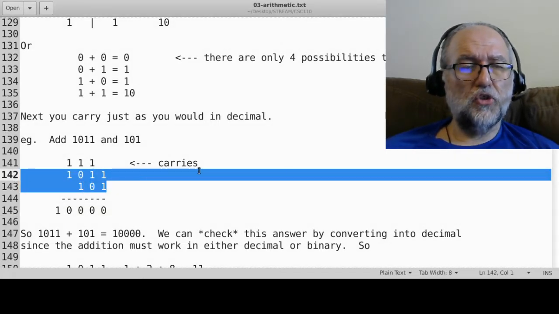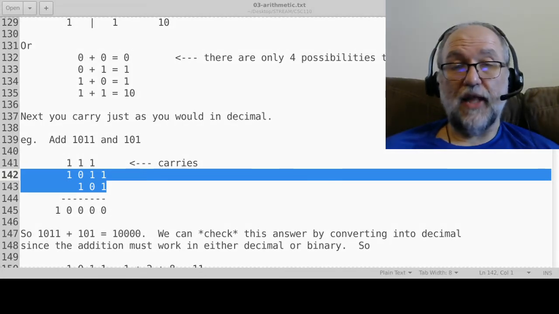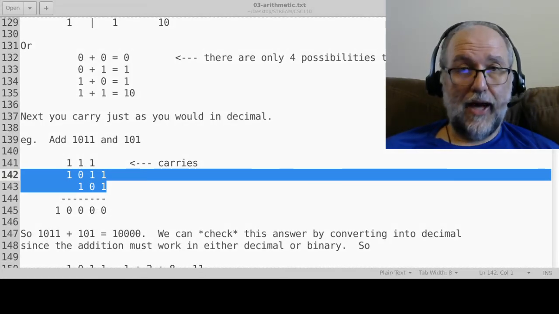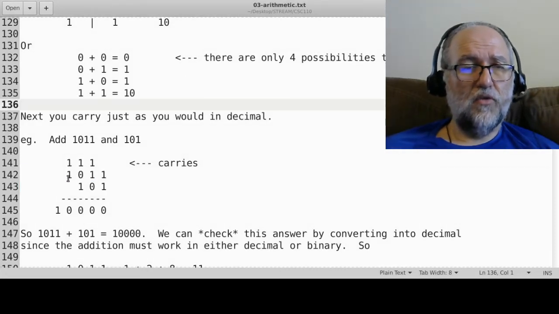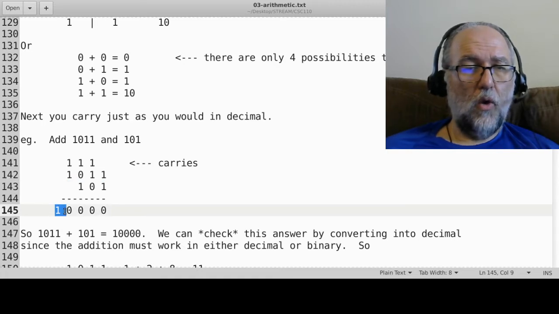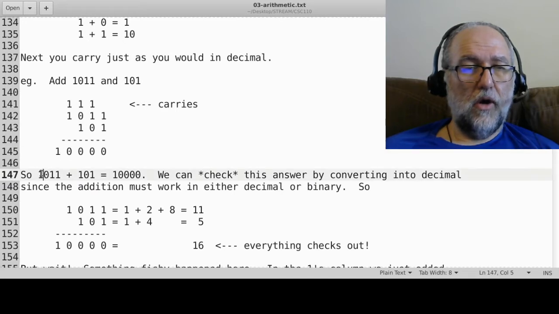We basically added two binary numbers. And this one had a lot of carries, and you'll discover that with binary numbers, you're going to get a lot of carries, okay? But nonetheless, we have the answer. And the answer is, if you take 1011 and you add 101, you're going to get 10000 like that. Okay, so there you go. There's the answer.